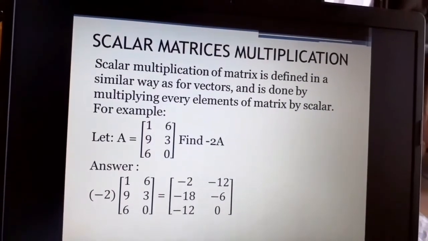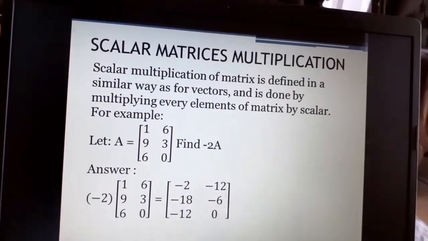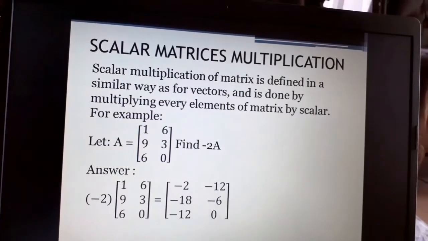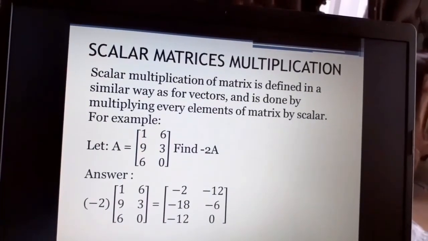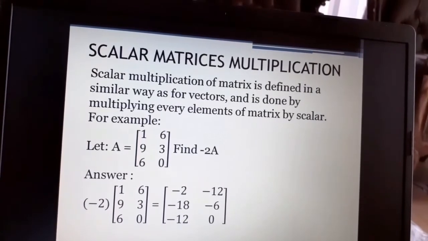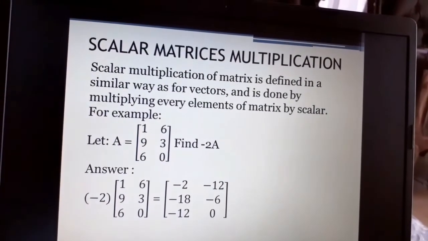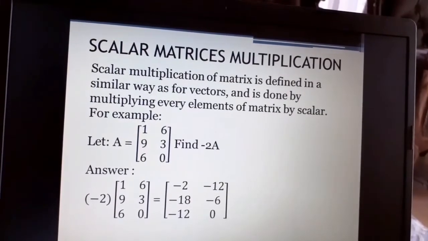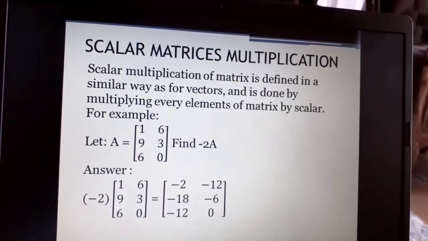Negative 2 times 1 is negative 2. Negative 2 times 6 is negative 12. Negative 2 times 9 is negative 18. Negative 2 times 3 is negative 6. Negative 2 times 6 is negative 12. Negative 2 times 0 is 0.